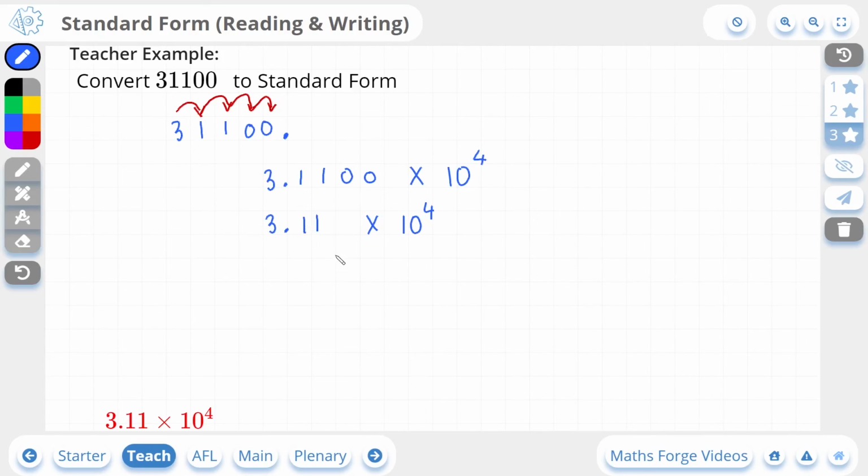So again, I'll just run through that very quickly. Ask yourself, how many places do you have to move this number here to get it into a value between 1 and 10? And then multiply it by 10 to the power of how many places you moved it. In this case, we moved it 4 places, so the 10 has a power of 4. And that's it for the lesson on standard form reading and writing.